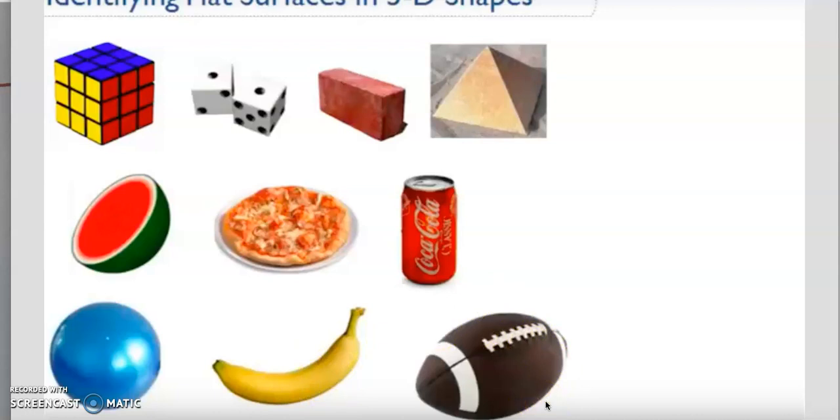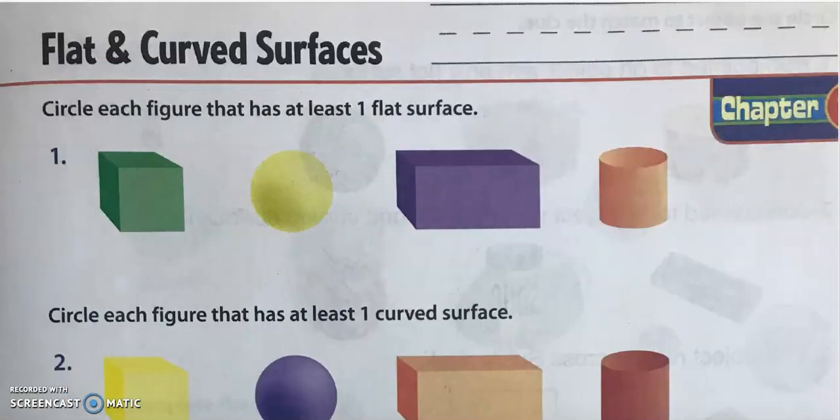Yeah. So let's solve some questions about flat and curved surfaces in our book. All right. So flat and curved surfaces. Number one, you guys will have to circle each figure that has at least one flat surface. At least one flat surface. Okay. So number one, does it have flat surface? Yes. Go ahead and circle.